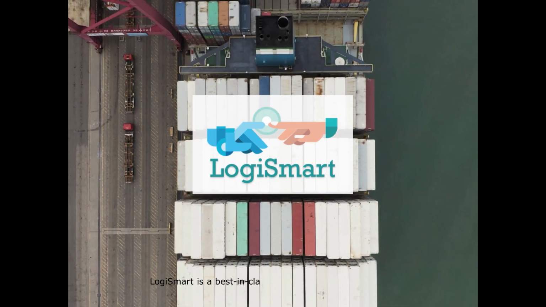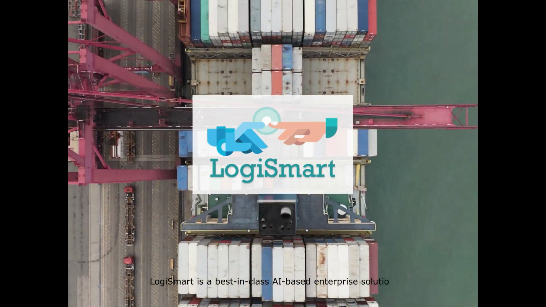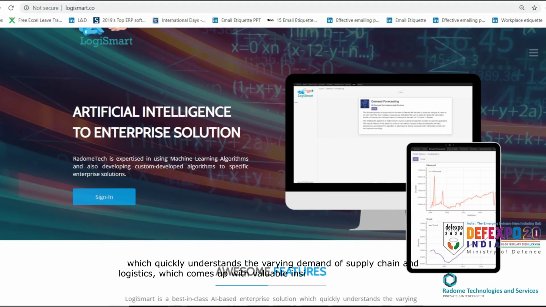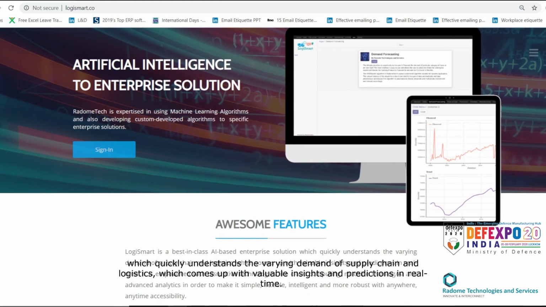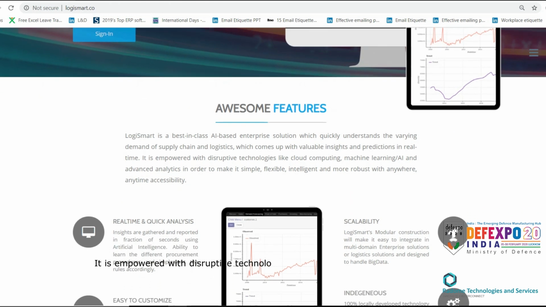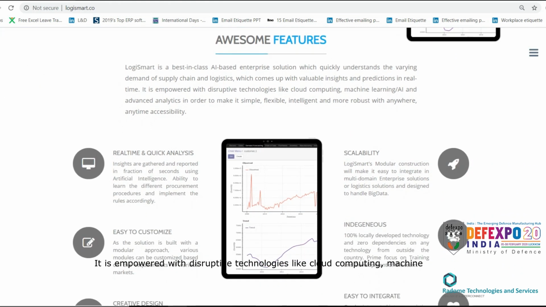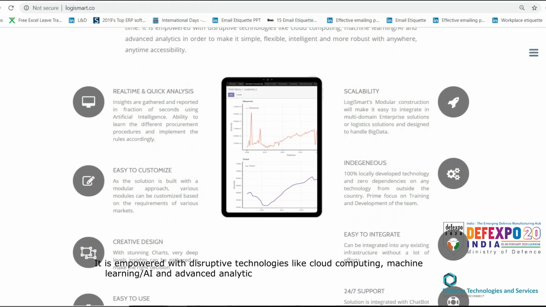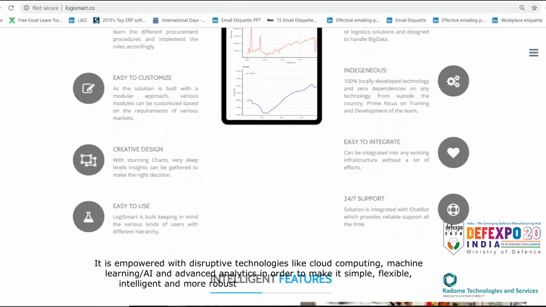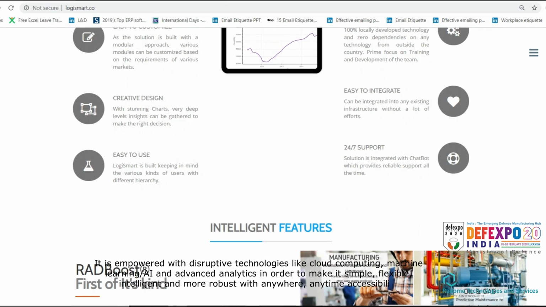LogiSmart is a best-in-class artificial intelligence-based enterprise solution which quickly understands the varying demands of supply chain and logistics, and comes up with valuable insights and predictions in real time. It is empowered with disruptive technologies like cloud computing, machine learning and advanced analytics in order to make it simple, flexible, intelligent and more robust with anywhere, anytime accessibility.